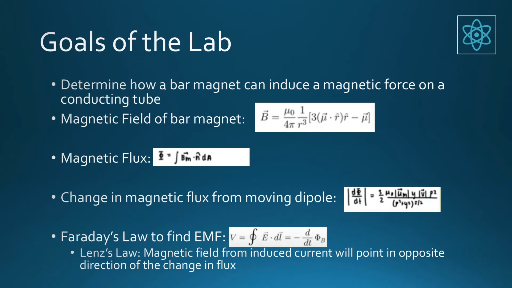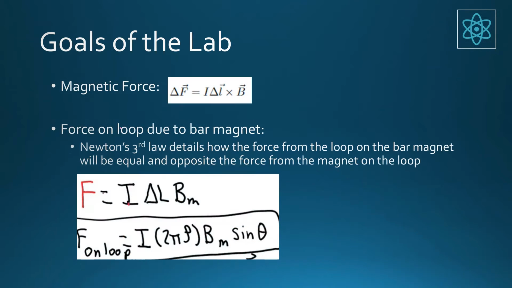The goal of this lab was to determine how a bar magnet can induce a magnetic force on a conducting tube, in this case aluminum foil. In order to do this, we needed to know the magnetic field of bar magnets, as you can see in this equation, the magnetic flux, in this equation here, the change in magnetic flux from a moving dipole, you can see in this equation here, and we utilized Faraday's law to find the induced EMF, and Lenz's law to find the direction of the induced current and EMF. We then calculated the magnetic force of the dipole and used Newton's third law to determine the force on the loop due to the dipole.